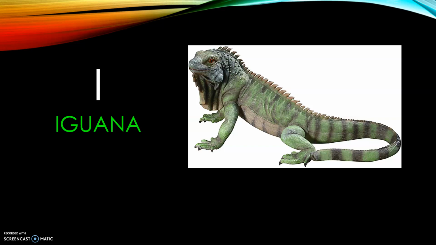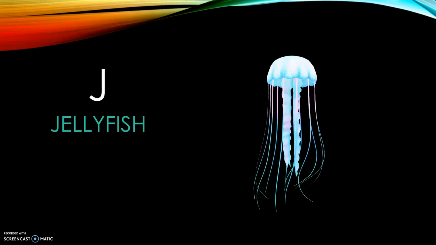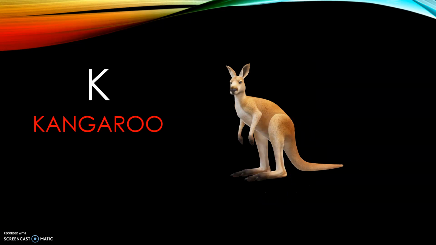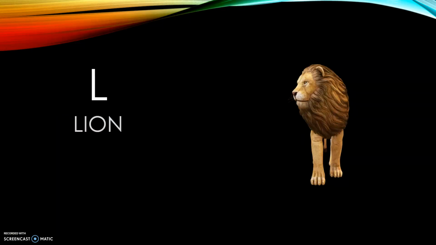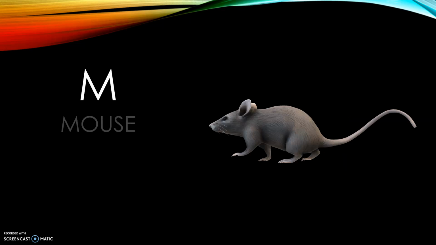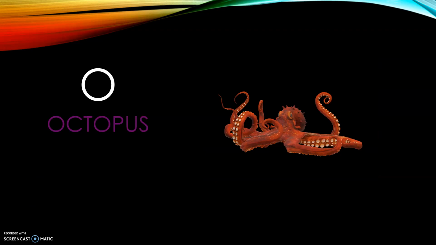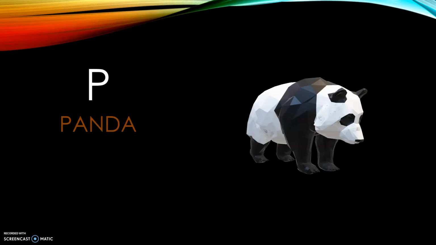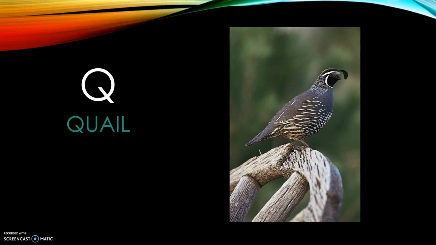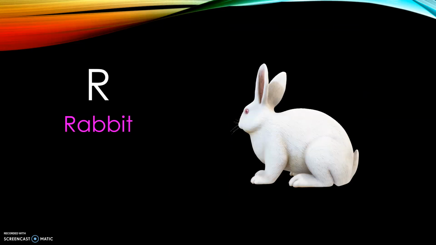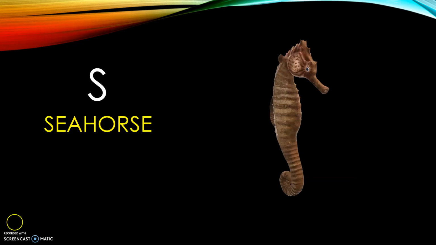I is for iguana. J is for jellyfish. K is for kangaroo. L is for lion. M is for mouse. N is for newt, which is also a type of amphibian like a frog. O is for octopus. P is for panda. Q is for quail. R is for rabbit.